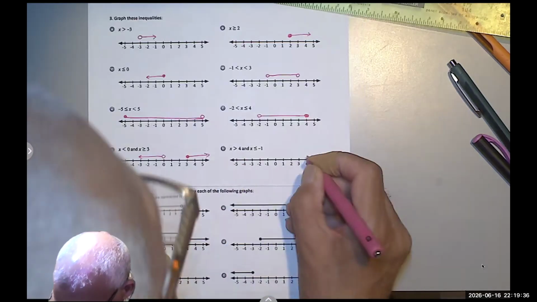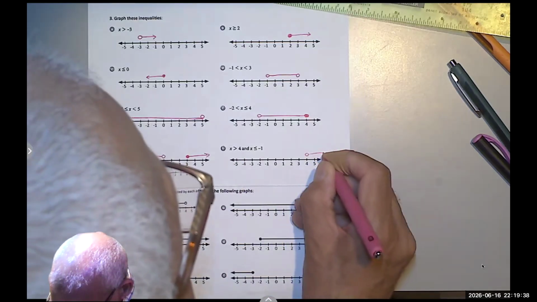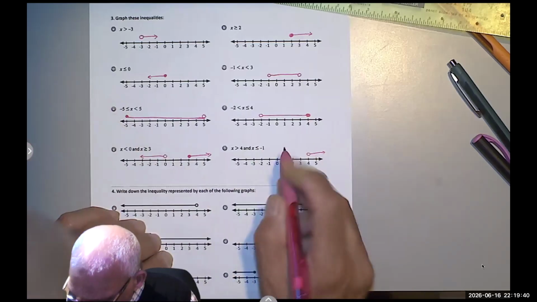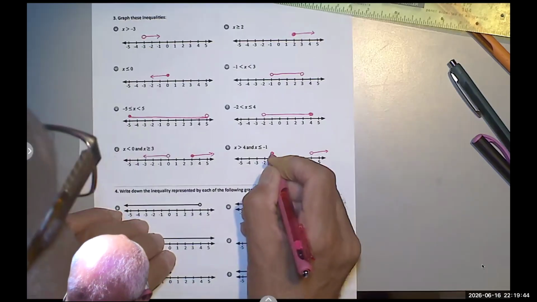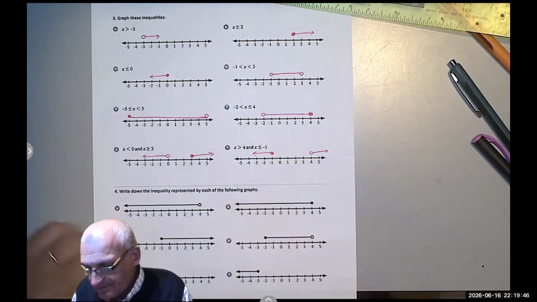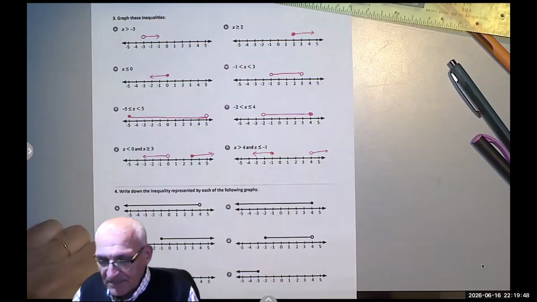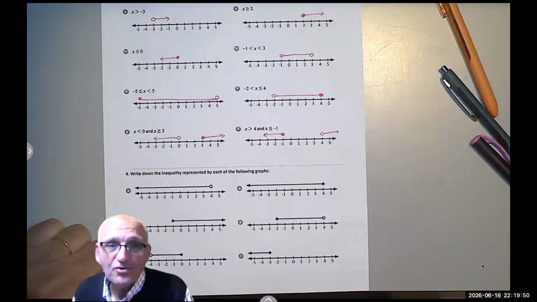X is greater than 4, going to the right, and x is less than or equal to -1, to the left. So these are the inequalities, how to draw them.